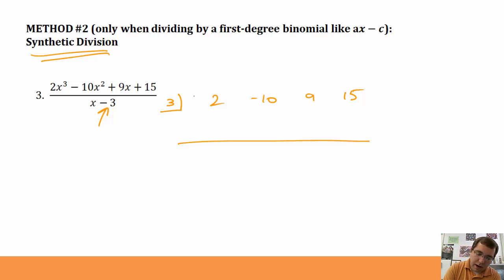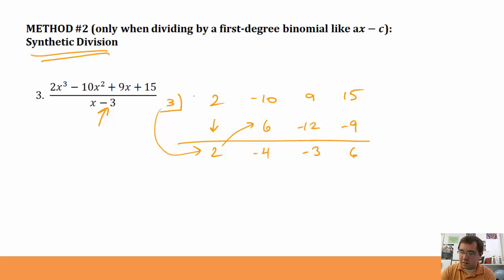All right? I bring down the first term, so I just bring down the 2 and write it there. I then take the 3 and I multiply it by the 2. So 3 times the 2 gets me 6, and I write it there underneath the negative 10. I then add negative 10 plus 6 gets me negative 4. Take the 3 times the negative 4, it's negative 12, and I write it underneath the 9. I add 9 plus negative 12, and I get negative 3. I take the 3 times the negative 3, I get negative 9, and I write it underneath the 15. I add, and I get 6.